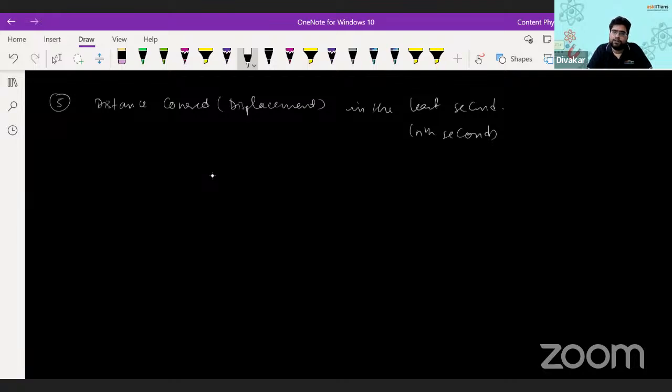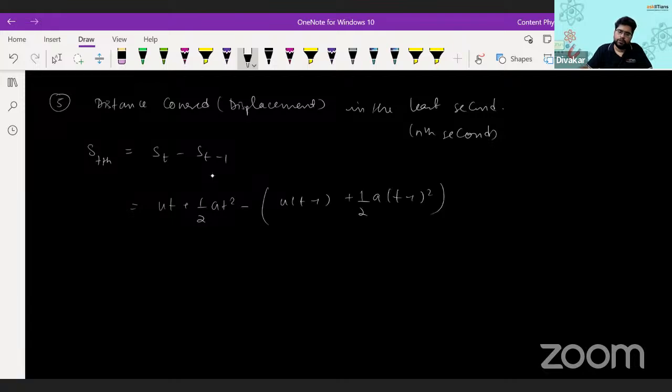So let's say I want to find out the displacement covered in the 5th second. I'll find out what is covered in 5 seconds minus 4 seconds. If I want the displacement covered in the 9th second, so 9 minus 8. Similarly, if I want the displacement covered in the tth second, then I can write this as s_t minus s_(t-1). Now you know how to write down the formula for displacement in t seconds. So you can write this as ut + ½at², and minus, you will write u(t-1) + ½ × a × (t-1)².